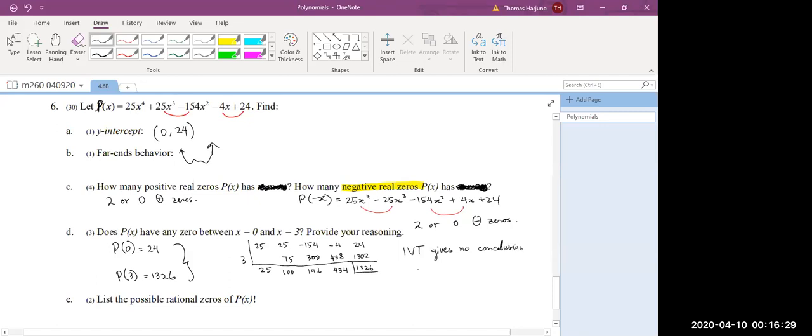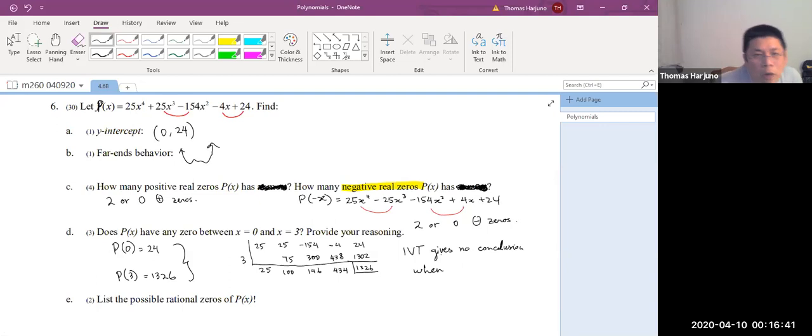So, Professor, question. I recall you said you don't like us just plugging 3 into the original polynomial, but I found that it's shorter and simpler. Go ahead, if that's what you do. Okay. Yeah, the Intermediate Value Theorem gives no conclusion when P(0) and P(3) have the same sign.